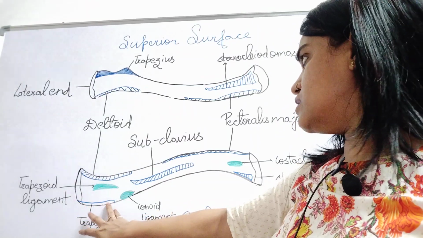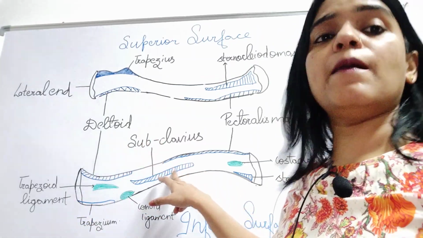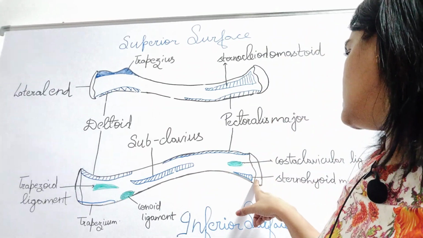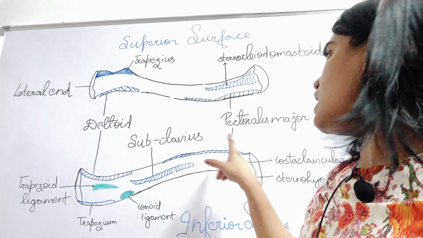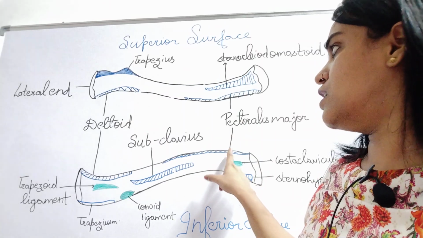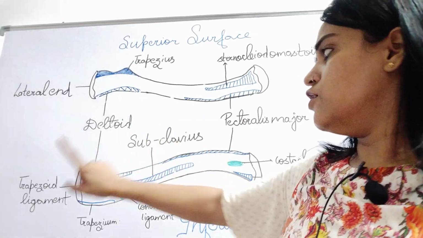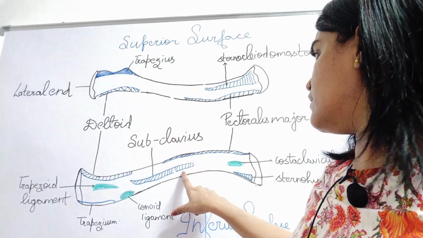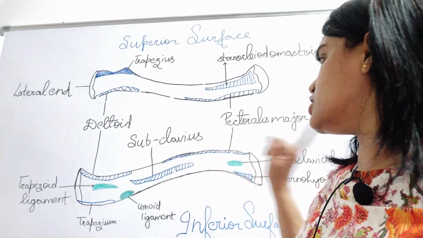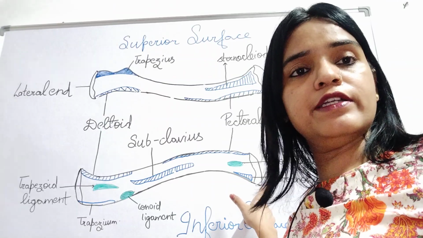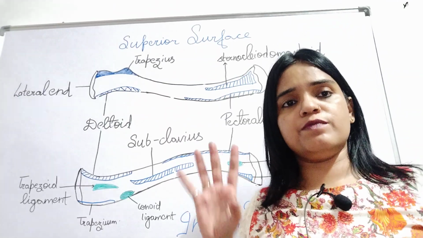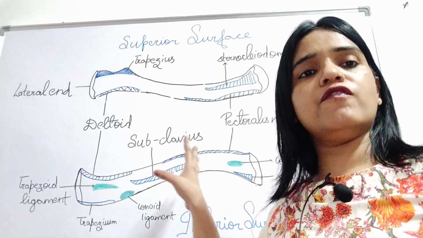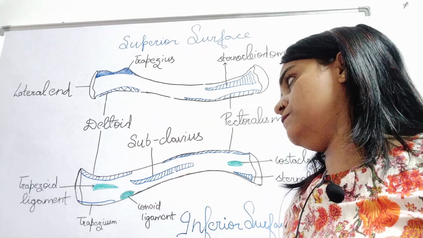So here is trapezium. Here you can see the subclavius on the inferior surface. Here you will find the sternohyoid muscle and pectoralis major here. Okay, so deltoid, trapezium, subclavius, pectoralis major and sternohyoid. These are 5 major muscles whose attachments are found on the inferior surface of the clavicle.